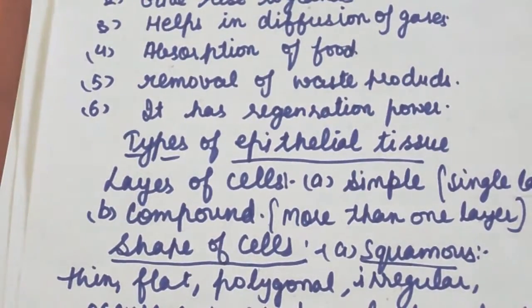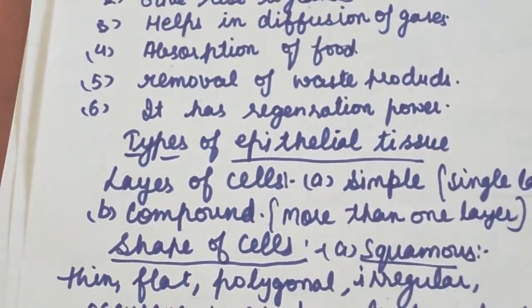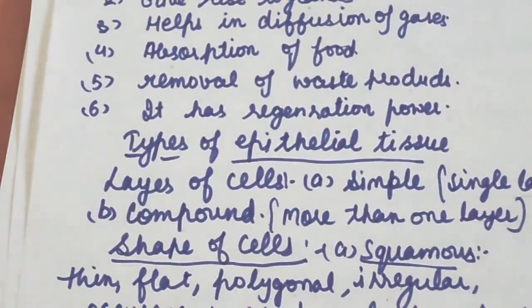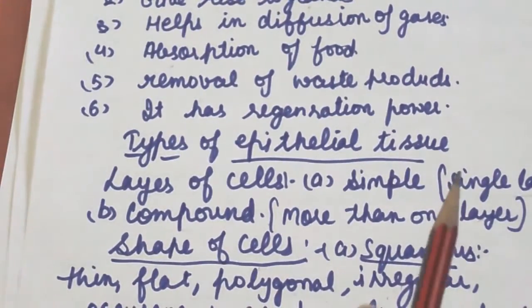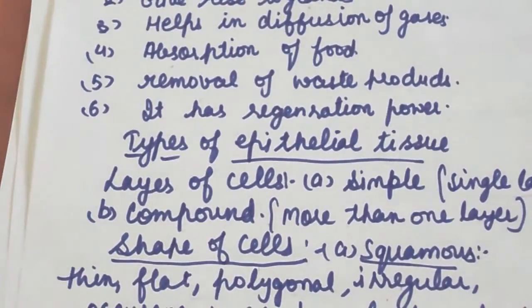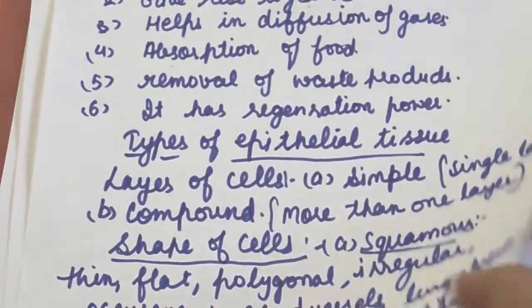And its occurrence. Simple squamous epithelial tissue lines the blood vessels, Bowman capsule, lung alveoli, bronchioles, pharynx, etc. Stratified squamous epithelium, students, we also find in the epidermis of the skin, pharynx, buccal cavity, esophagus, vagina. It is generally found in the areas where regular wear and tear of the cells occurs.